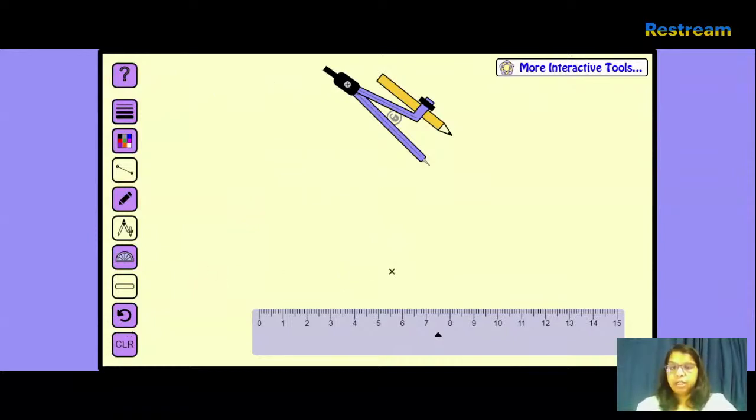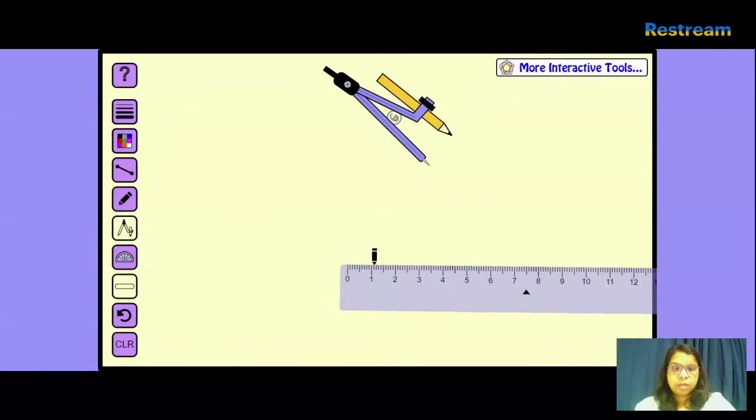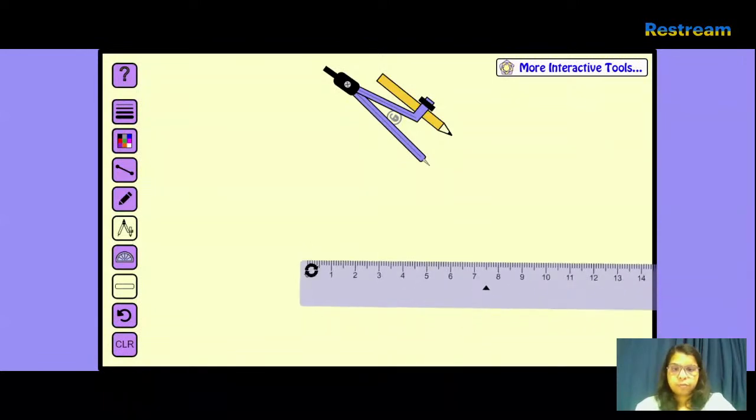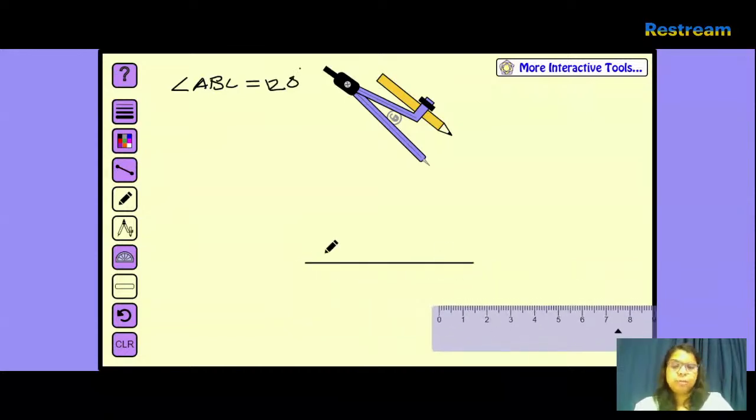So let's clear everything and again take a line. Now I'm going to draw an obtuse angle. So I will just make sure that my sides are okay. So let's say my angle ABC is equal to 120 degrees. This tool is not very flexible, but it's a very useful tool, so I'm still using it.